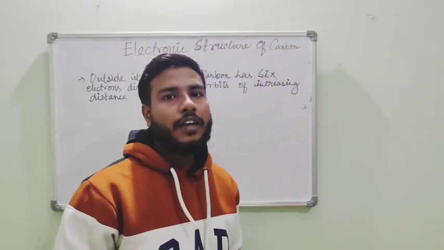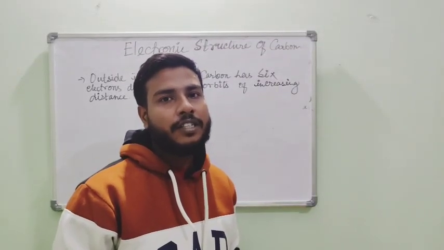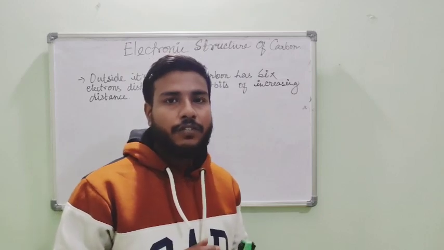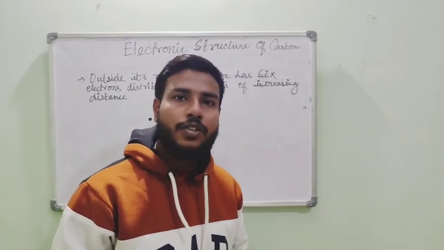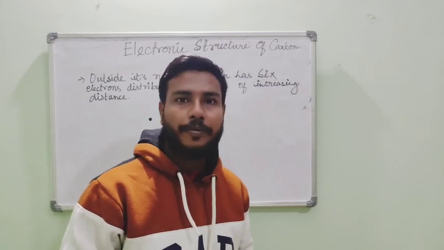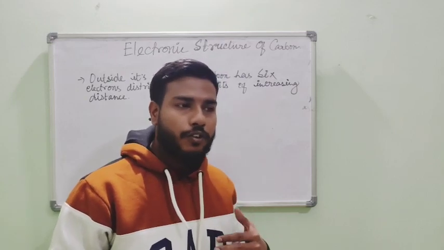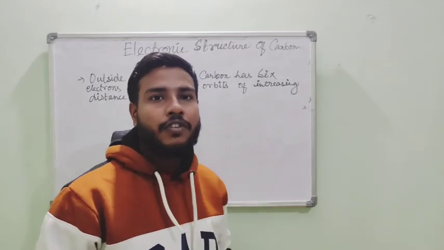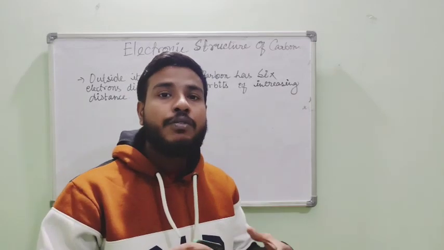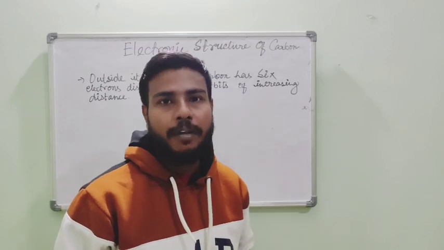So friends, from this class we are starting our journey to understand organic chemistry. The first point we have to understand in order to understand organic chemistry is the electronic structure of carbon. The first view which drives us into the electronic structure of carbon is the distribution of electrons in the carbon atom.